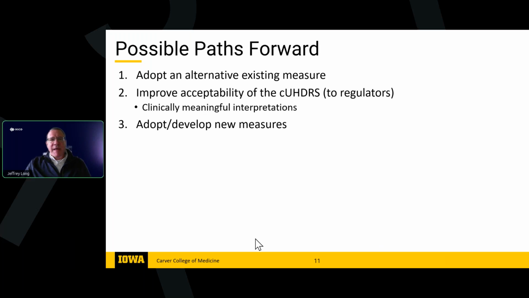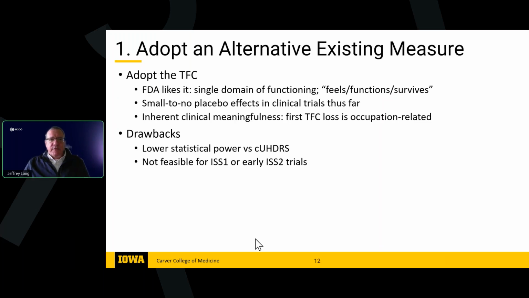So there's at least 3 paths forward. We can adopt an alternative existing measure, or we can try to improve the acceptability of the cUHDRS, or we could adopt or develop new measures. Now, in regard to one, on the next slide, probably the best candidate for adopting a measure that already exists is the TFC, because that's a field function survives variable, which is usually favored by regulators. In the aforementioned placebo effect study that I discussed, there was small to no placebo effect for TFC, which also has merit, and there's arguably inherent clinical meaningfulness in the measure.